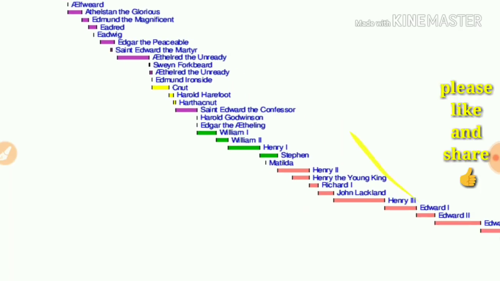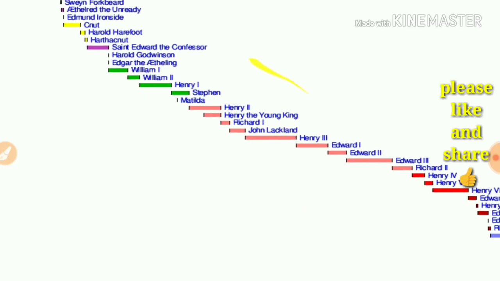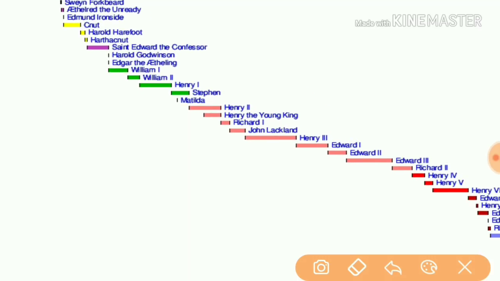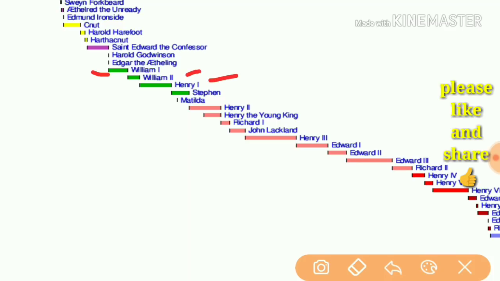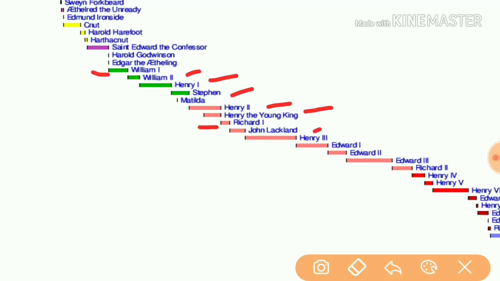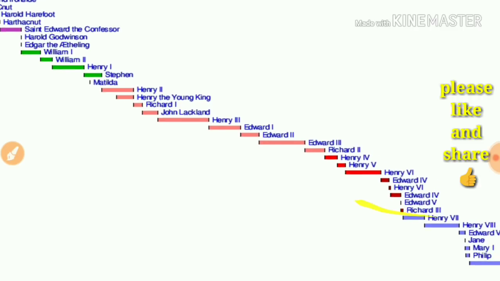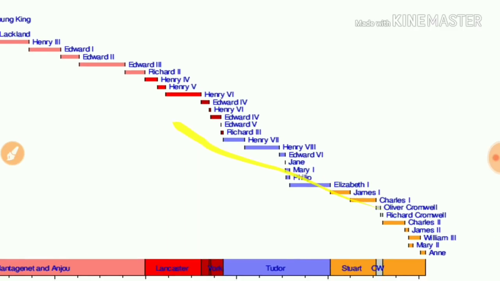So let's go ahead. So the first king was from here. We are going to see William I, then William II, Henry I, Stephen, Matilda, Henry II, Henry the Young King, then Richard I, John Lackland, Henry III, Edward I, Edward II, Edward III, Richard II, and then Henry IV.